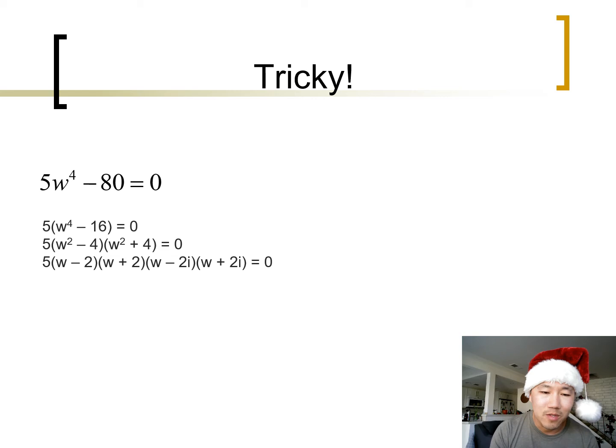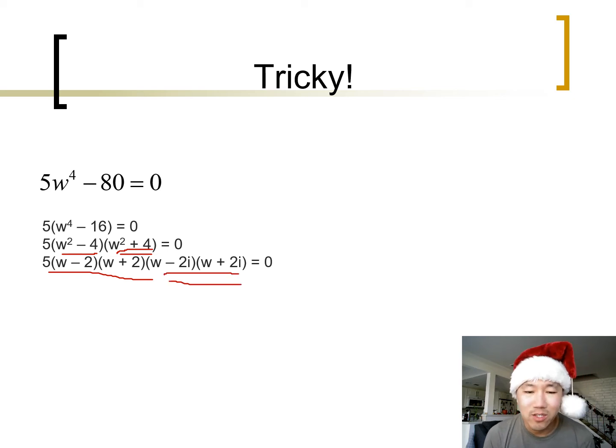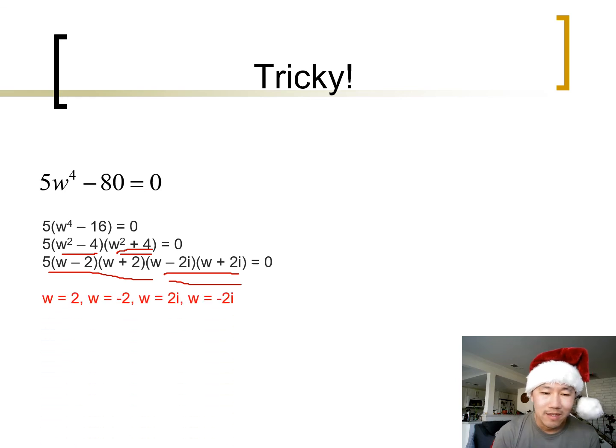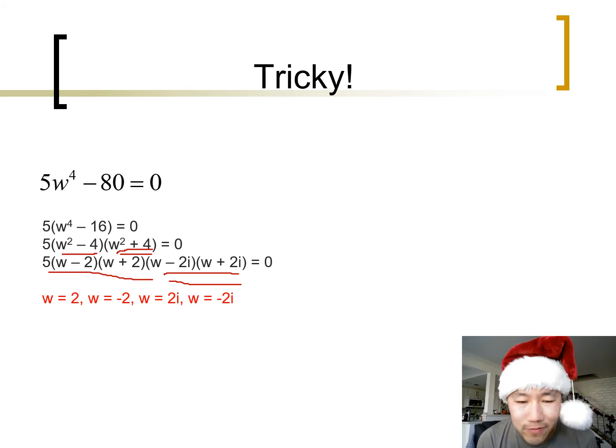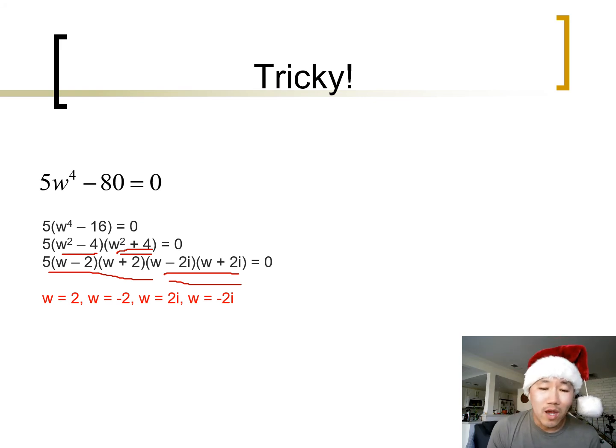The w squared minus 4 turns into w minus 2 and w plus 2. And then the w squared plus 4 were these two. They're the imaginary ones, because remember, the plus has imaginary ones, the minus does not. And then from there, we set all of those parentheses equal to 0, and we get our final answer. w equals 2, w equals negative 2, w equals 2i, and w equals negative 2i.